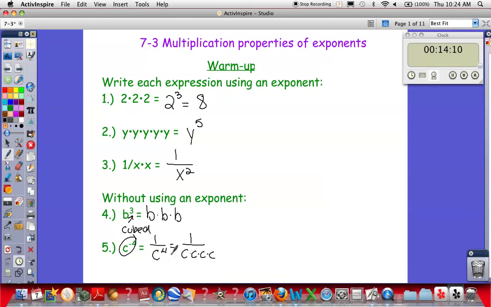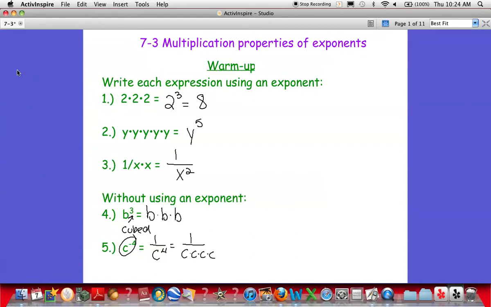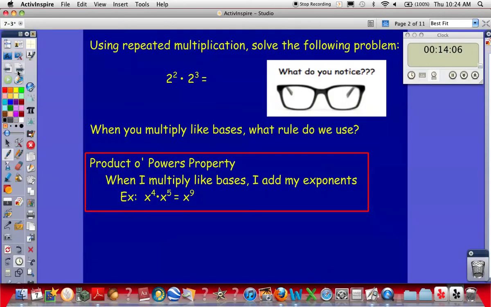Okay, now we are going to be using some multiplication. If you look at the next question, it says use repeated multiplication to solve the following problem. So what I mean by that is let's expand both of these powers. So we have 2 times 2 for the first one, for 2 squared, times 2 cubed is 2 times 2 times 2. Well now, if I were to go and write this as one big power, we have 1, 2, 3, 4, 5, so it's 2 to the 5th power.